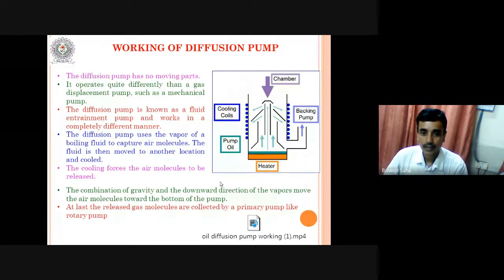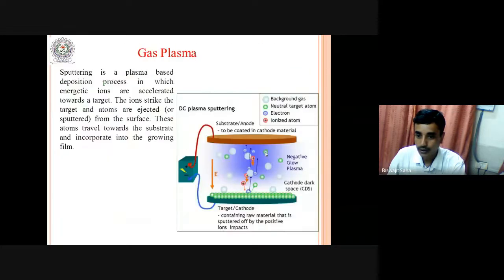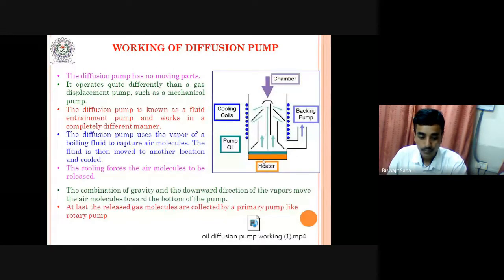This is a diagram which will make the understanding very clear. You can see the schematic diagram. This is not the actual figure, this is a schematic diagram for understanding. This is the heater, and this part is basically silicone oil. And this silicone oil, after vaporization, moves in the upward direction, and comes out in this direction, and this direction, and in this direction, through the multi-stage nozzles.